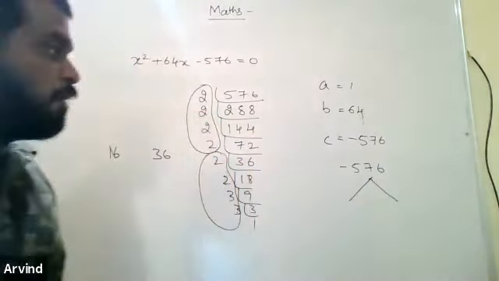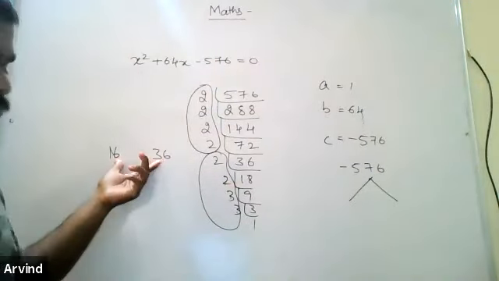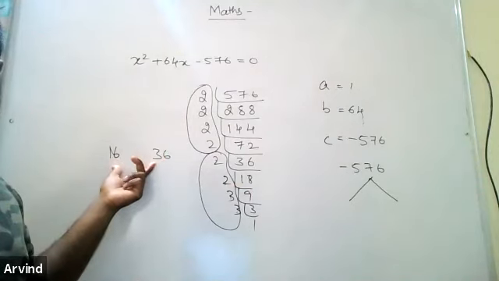You will get it. But the thing is, if you subtract, you should get 64. If you subtract it, will you get 64? Will you get 64 if you subtract these two things?